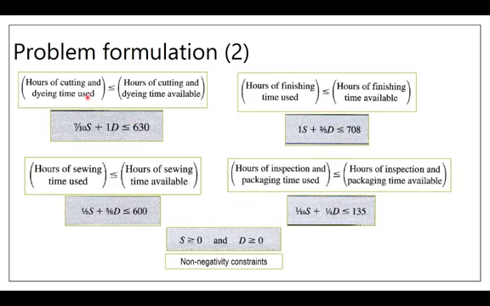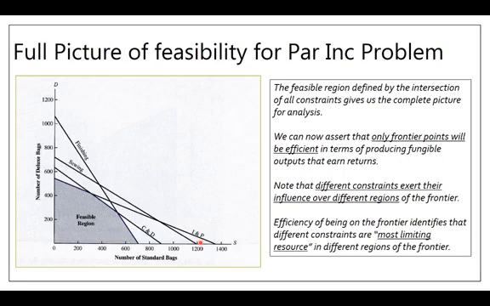So the hours of cutting and dyeing must be less than the time available. Hours used, less than the time available. And so here's an inequality constraint for each of the 4 material or production lines, all less than or equal to constraints. And then we have our non-negativity constraints as well. So the 2 activities only make sense if they're 0 or larger. And then we can get a full picture of the feasibility for this production plan, and I want to do this and get the solution in the graphical context, just so that we can think about sensitivity more clearly.